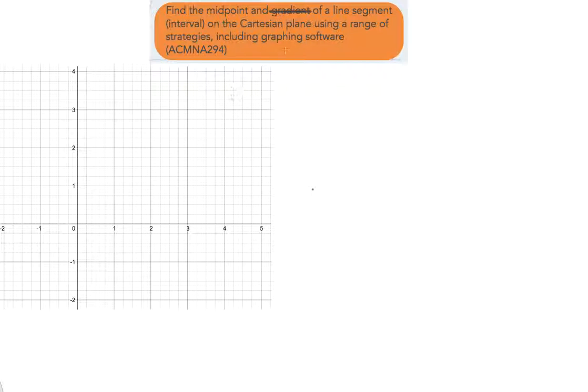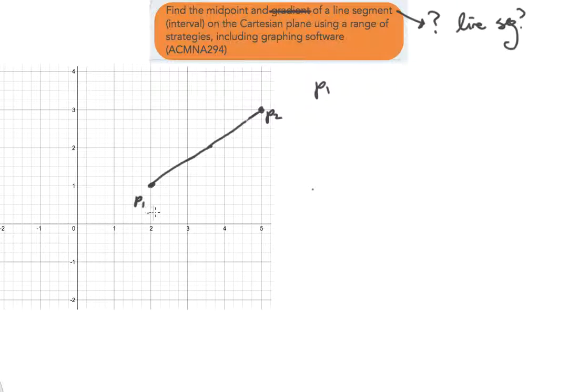Okay, well first off, what is a line segment? A line segment is just a segment or a piece between 2 points. So let's pick 2 points, that one and that one. The line segment would just be the segment of a line joining those 2 points. So we could call this point 1, call this point 2.